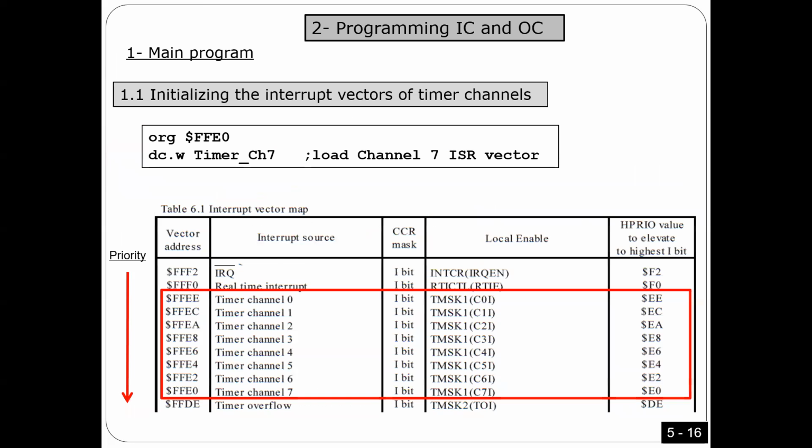So now I'm going to go to how you can program input capture and output compare. If it is either input capture or output compare, it doesn't matter. You have to write this one. You have to initialize the interrupt vector. We did it a very long time ago, so we do it all the time. Anyway, you have to use the number here.